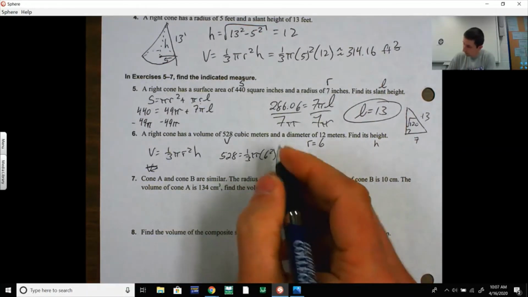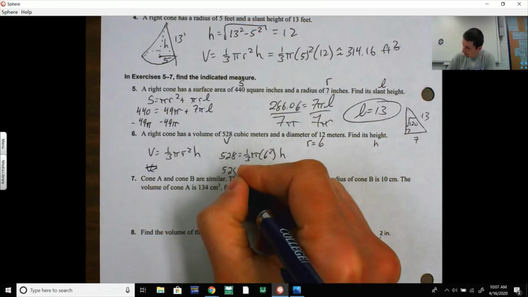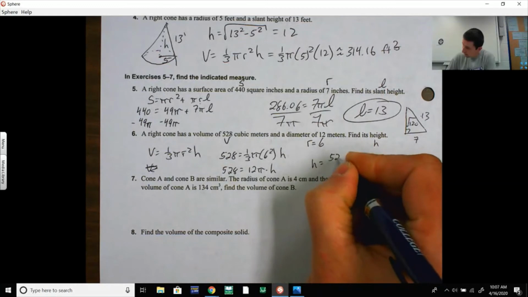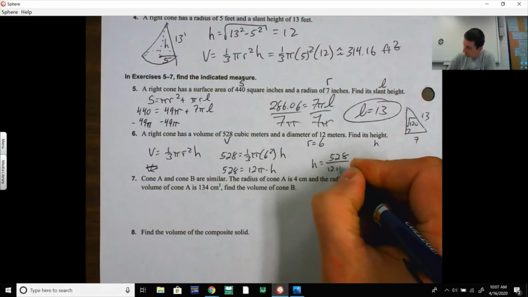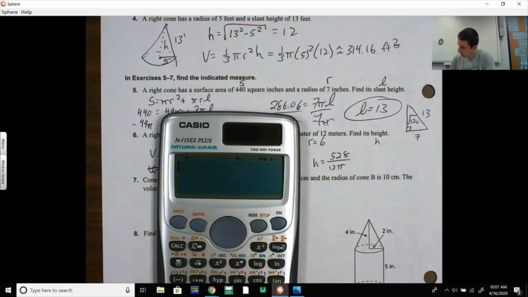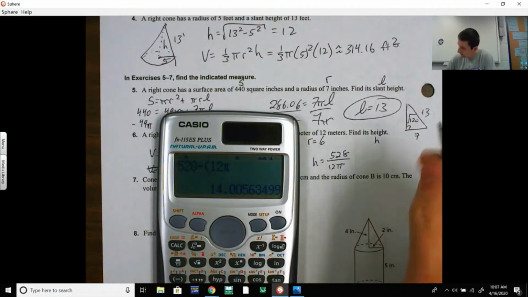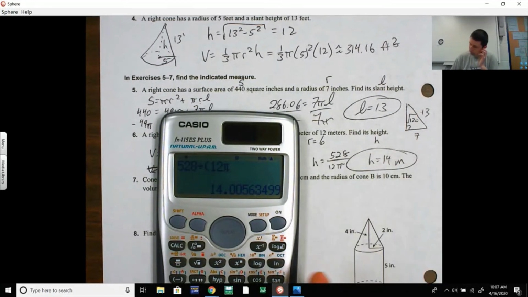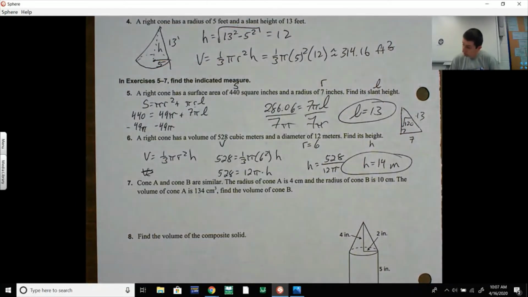So 1/3 of 36 is 12, so 528 equals 12 pi times h. So h is going to be 528 divided by 12 pi. So 528 divided by 12 pi gives us 14. So h equals 14 meters. That's a big cone. Diameter of 12 meters and a height of 14 meters. That'd be about 45 feet probably. That is a tall cone.